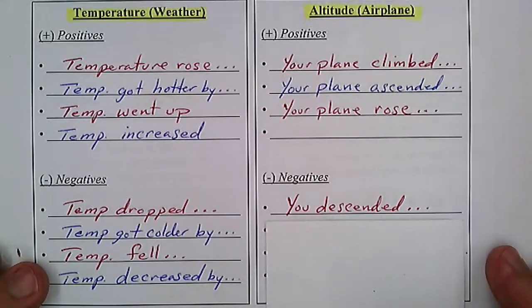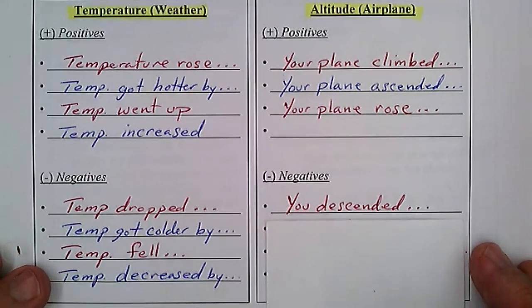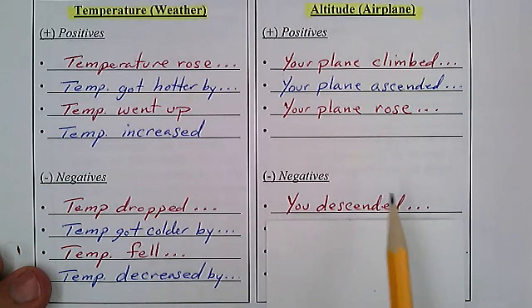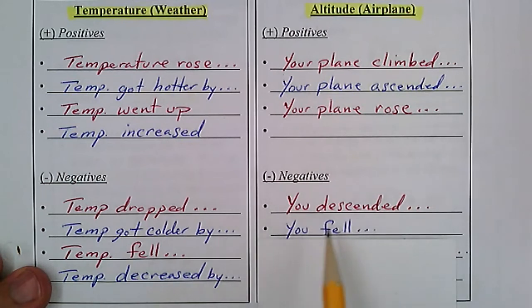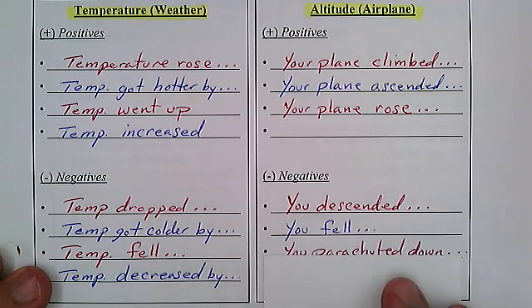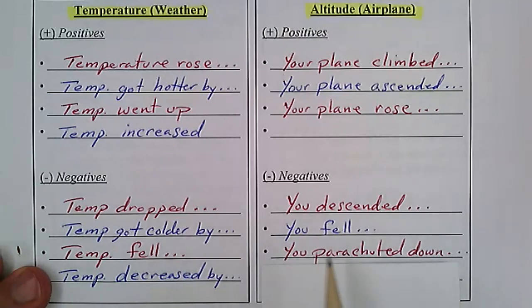If you've ever flown in an airplane and you're getting close to your destination, the pilot will come on the microphone and say, ladies and gentlemen, please return to your seats and put on your seat belts. We will be descending. Descending means going down. You fell in altitude. Say there was a technical difficulty and the plane started falling quickly. Then you might want to parachute out. So you parachuted down. That would be a negative concept also.